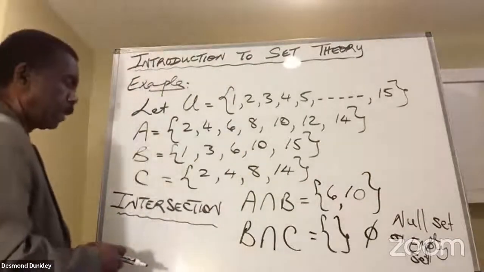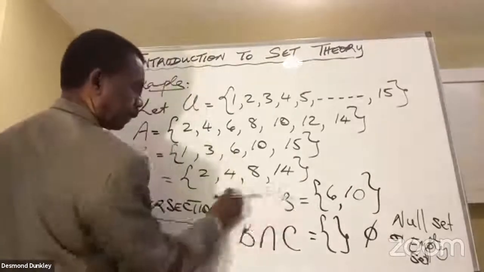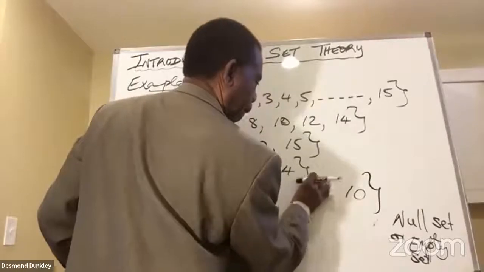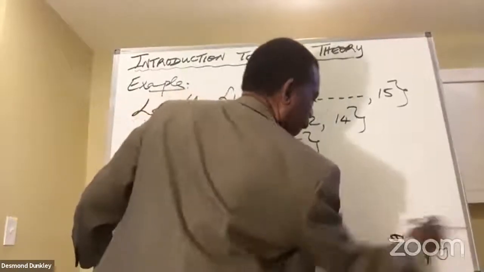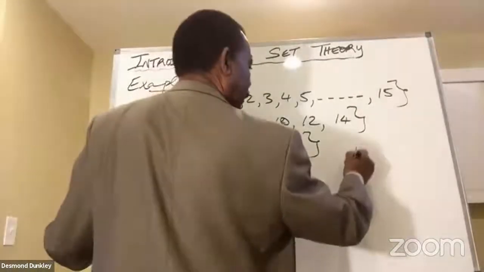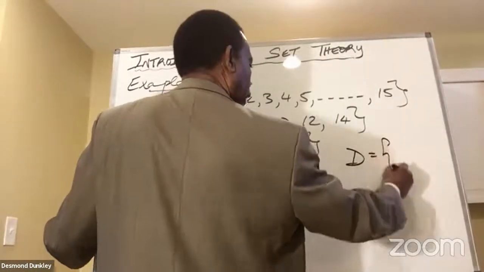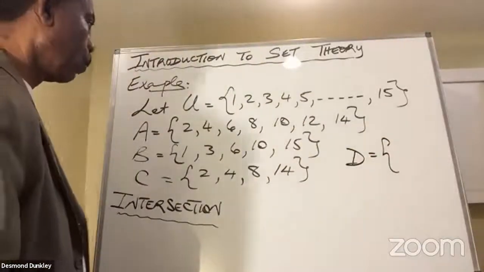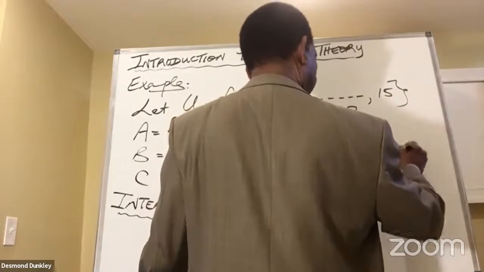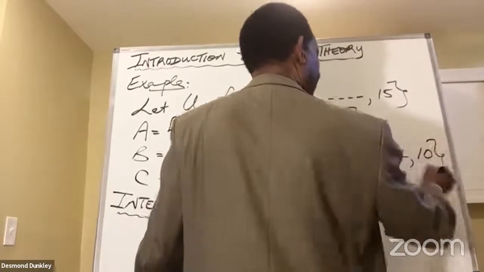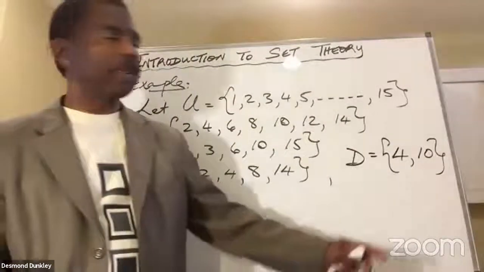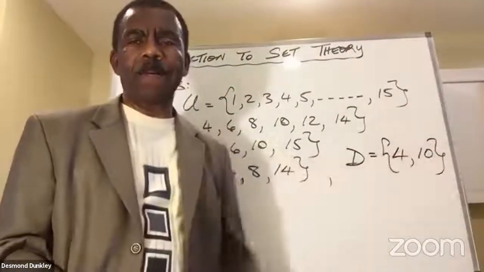Okay, good. Let's do another one. By the way, I would like to put another set here. Let's call this D. So D is a set with two elements, 4 and 10.